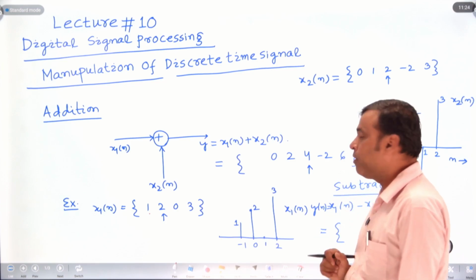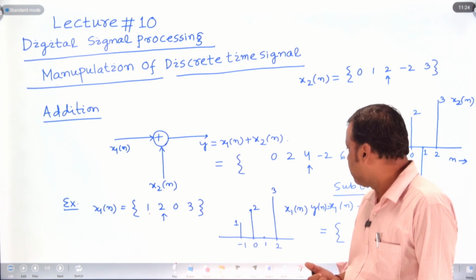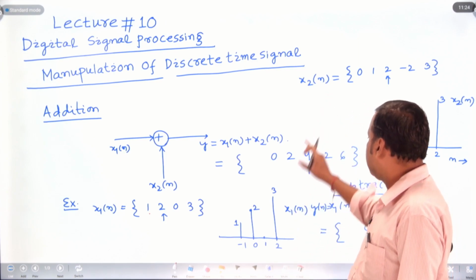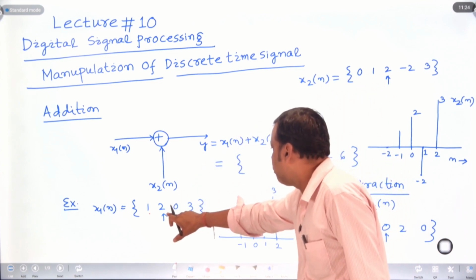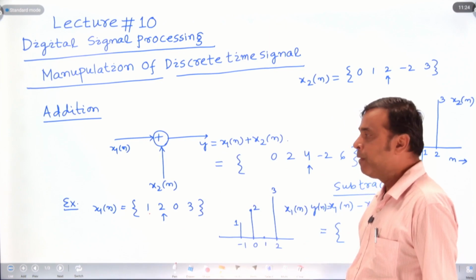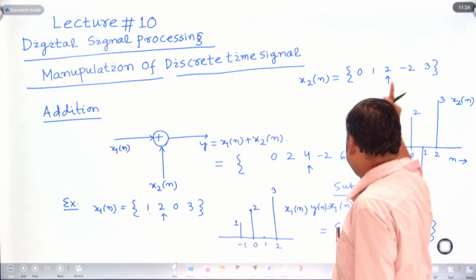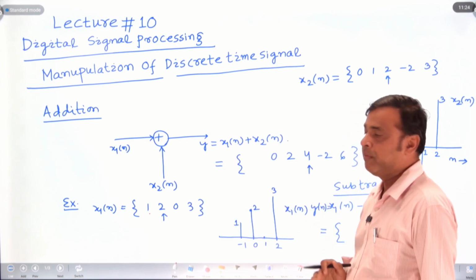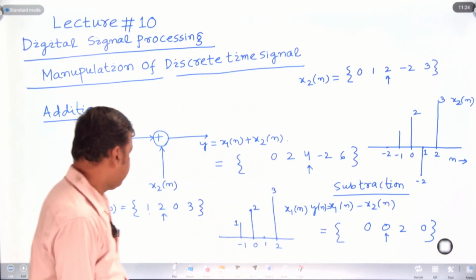Similarly, there is also the subtraction operation, x1 of n minus x2 of n. How will the subtraction operation be carried out? If the discrete signals x1 of n and x2 of n are given, you simply subtract this minus this. For n equal to 0, this minus this, 2 minus 2, is 0 here. For n equal to 1, this minus this, 0 minus 2, is minus 2, like this. In this way, you can perform the addition and subtraction operations.